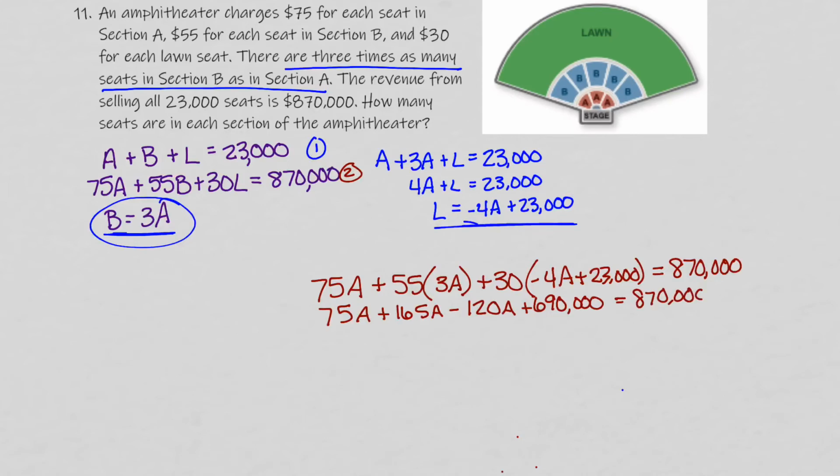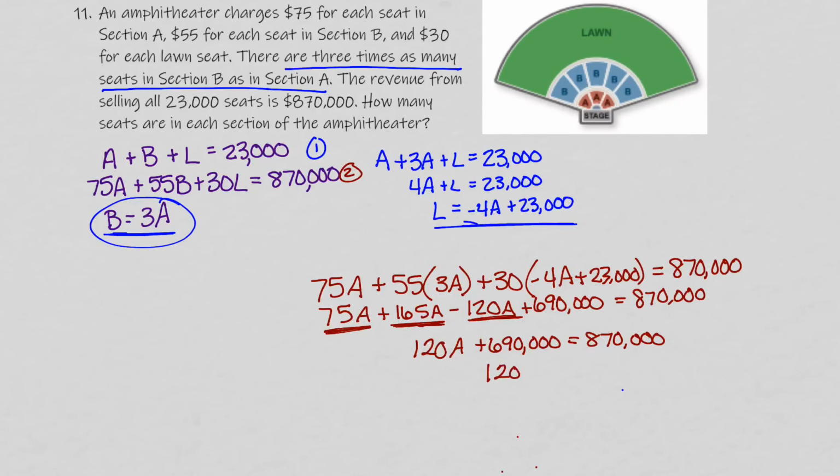I know this seems like a lot. It seems like a really long equation. But if you look, I have A here, I have A here, and I have A here, and I can collect like terms. So I take 75, add it to 165, and subtract 120. And I actually get 120A. So that cleaned up that part of the equation. I still have the 690,000, and this all equals 870,000.